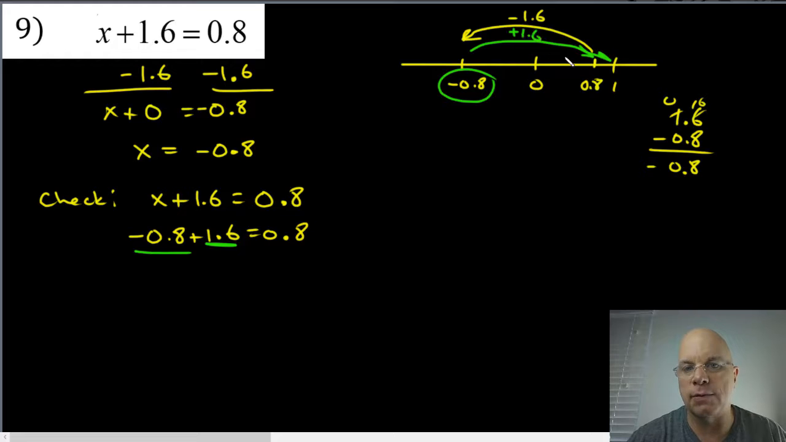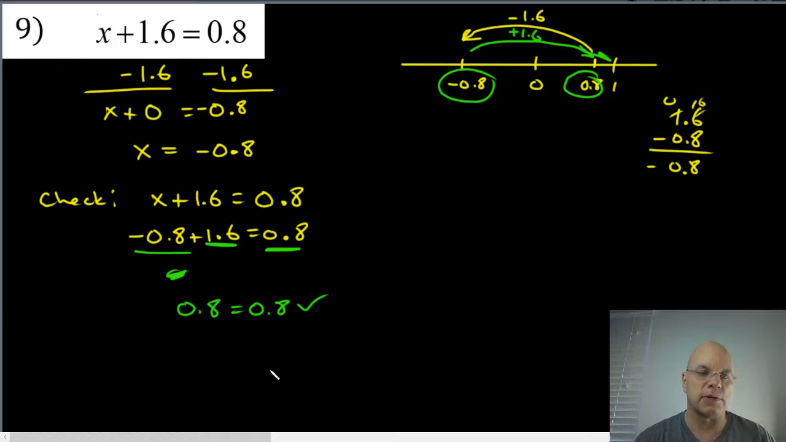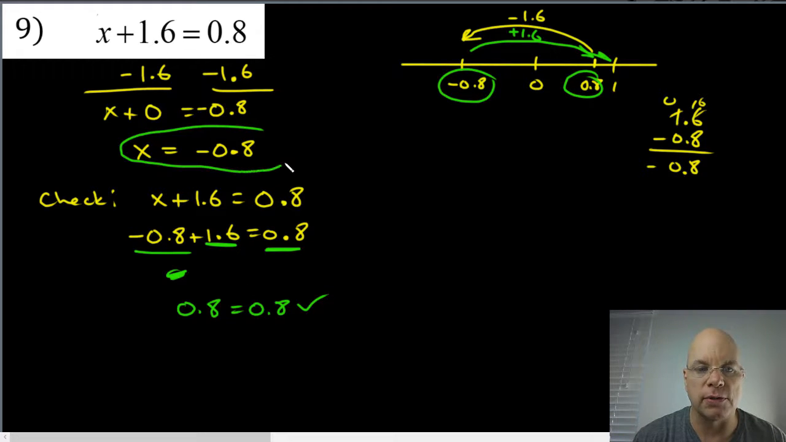Adding 1.6 will take us to positive 8/10, and so that verifies that 8/10 equals 8/10. So we see the reflexive property. We see that our value for our variable is the correct value, negative 8/10.